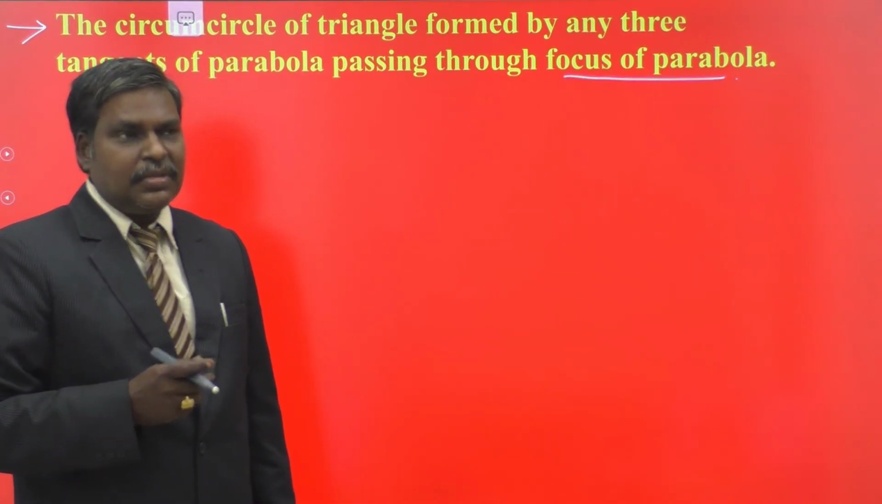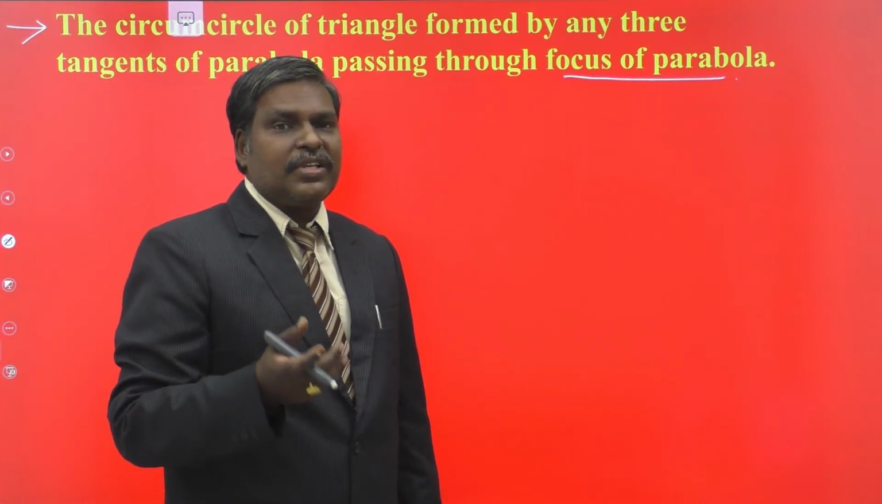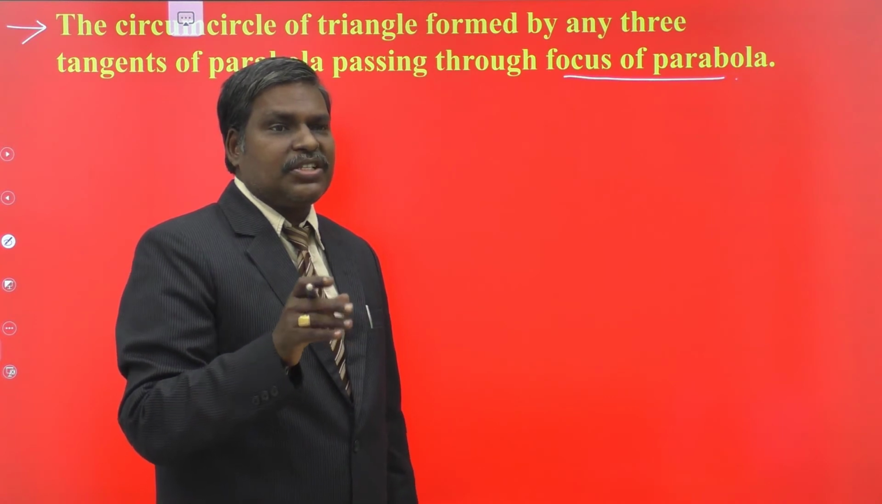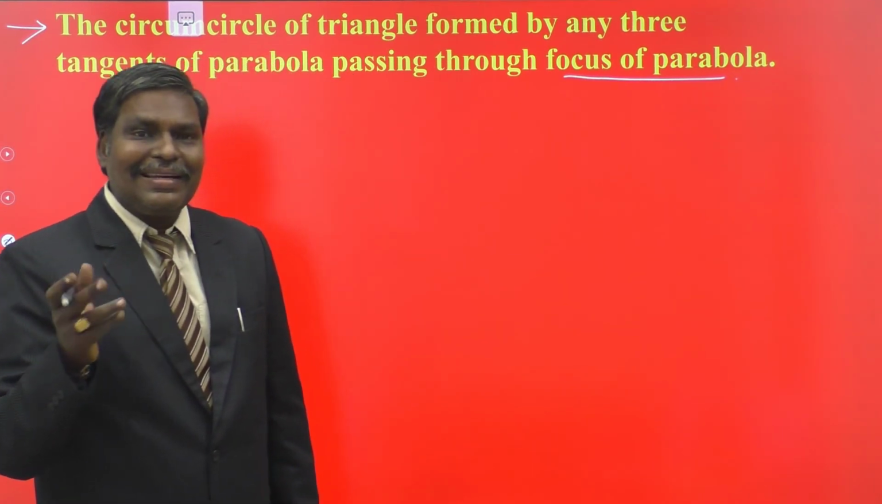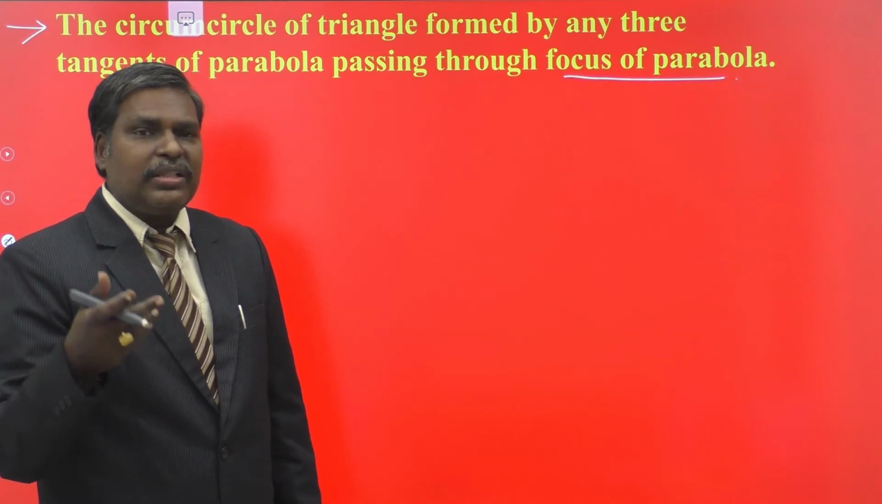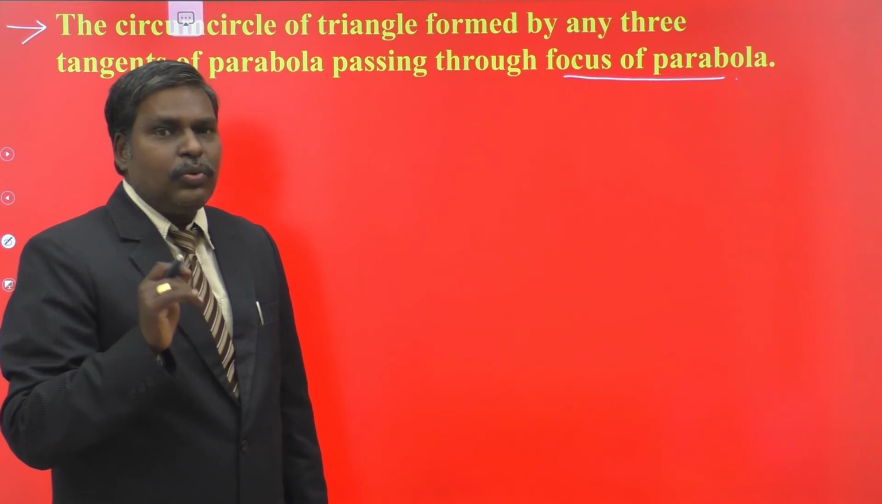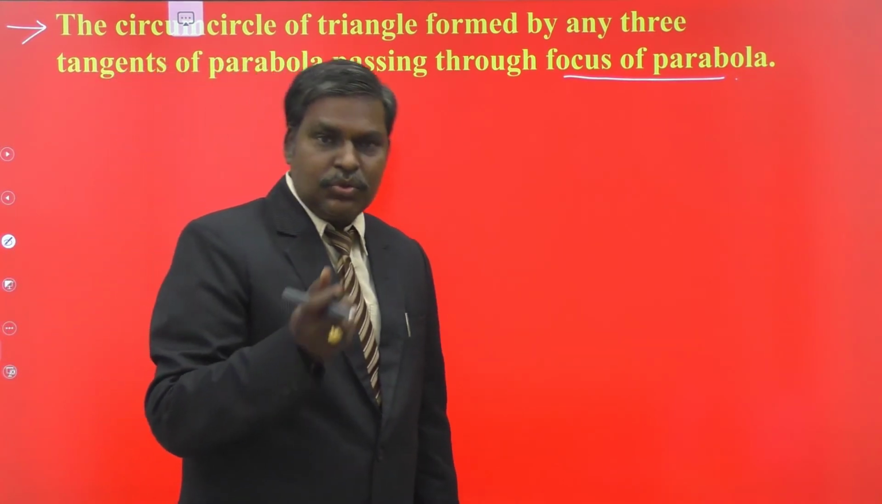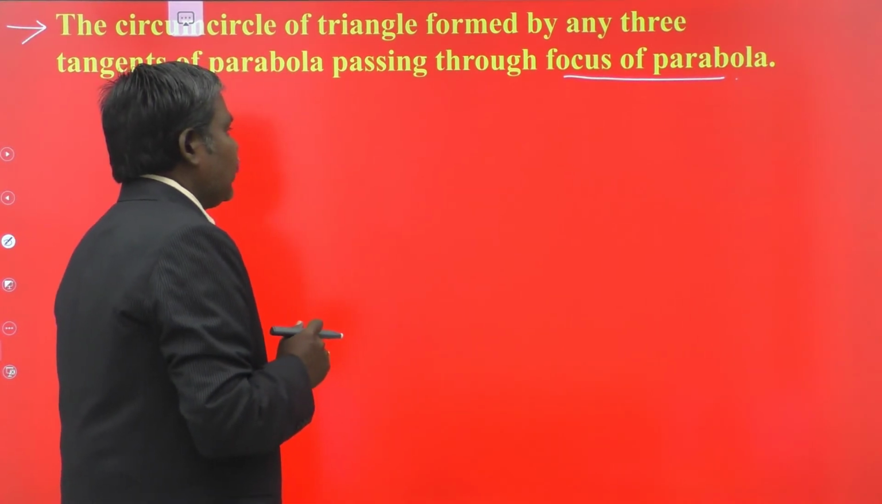Is it easy? It is not easy to write the equation of the circle passing through the points of intersection like (a t1 t2, a(t1 + t2)), (a t2 t3, a(t2 + t3)) and so on. So we have to choose another way to convince the derivation. Okay, let us try to do that one.